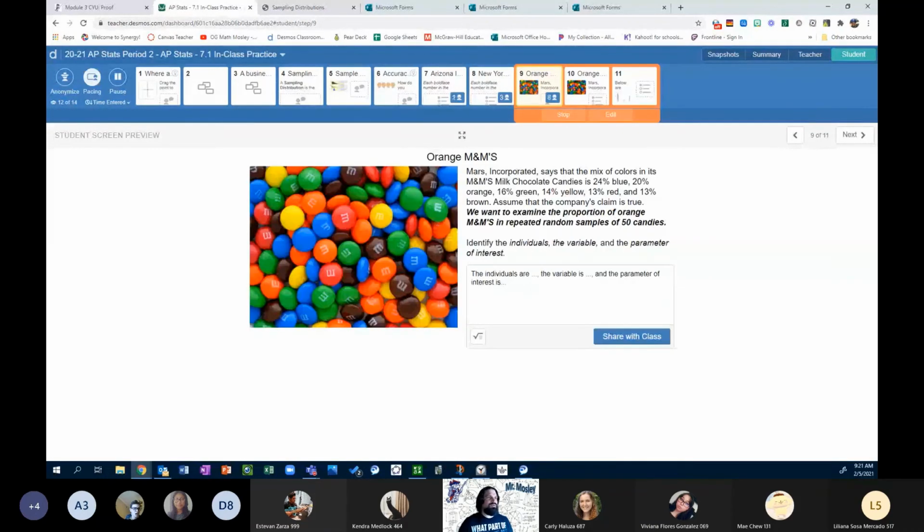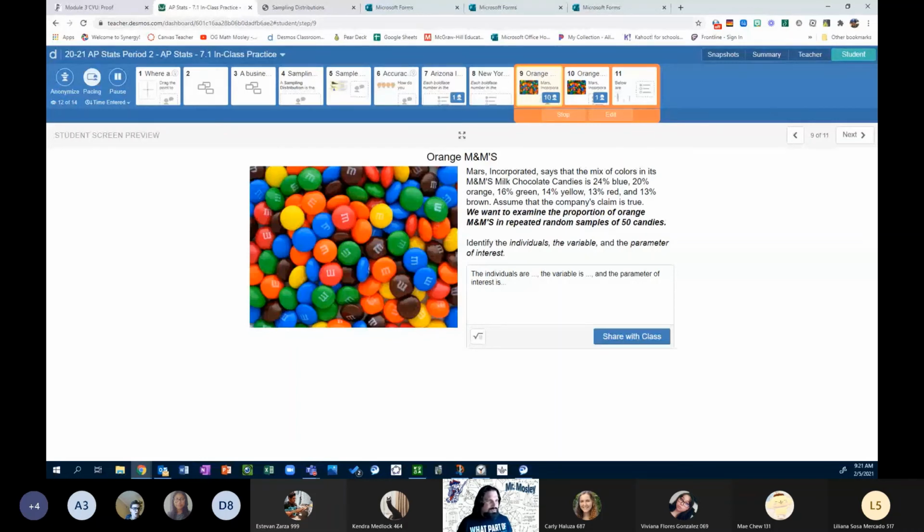Last thing is I'm opening up the last 3 slides. All right. We have 2 problems dealing with our orange M&Ms. Mars Incorporated says that the mix of colors in its M&Ms milk chocolate candies is 24% blue, 20% orange, 16% green, 14% yellow, 13% red, and 13% brown. Assume that the company's claim is true.